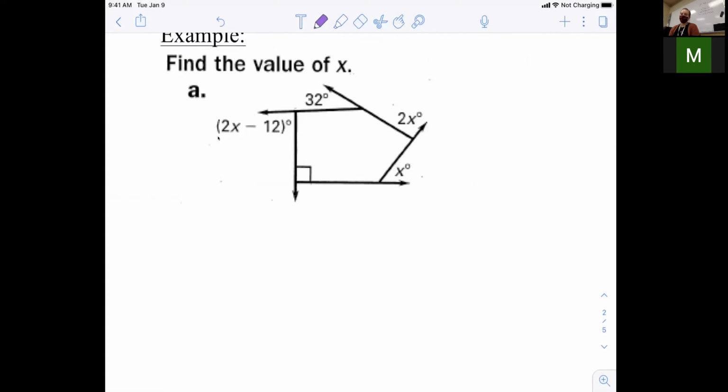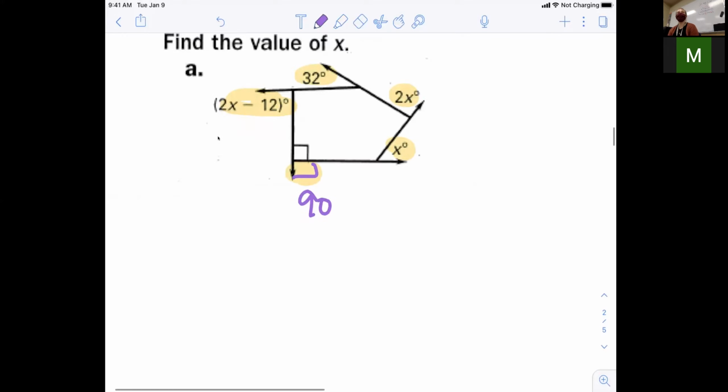Okay, great. All right, I've got some exterior angles right here. This and this and this and this, and what's that supposed to be? 90. It's a right angle. How am I going to solve for x? 360. The sum of the exterior angles adds to 360, so I'm going to add them up and set them equal to 360.